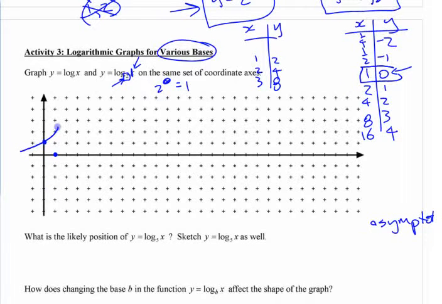Exponential graph, like 2 to the x, looks like this, and it has a horizontal asymptote. The logarithm graph looks exactly opposite. These points are all reflected here. 2 to the 1 is 2, 2 squared is 4, right, this point right here. 2 cubed is 8, 2 to the 4th is 16. The next one you wouldn't be able to get on here, I don't think, because 32 is off the grid.